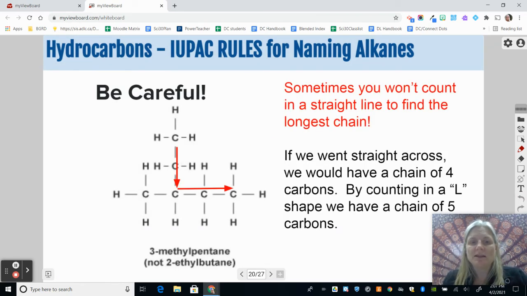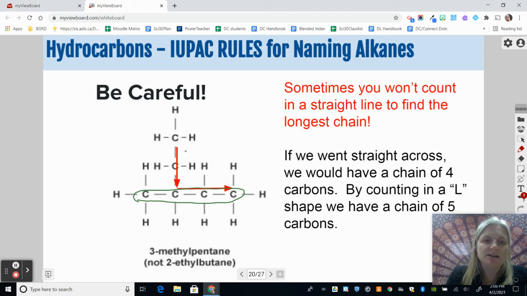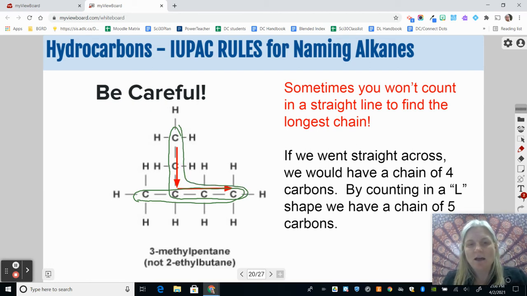Now, be careful. A couple hints. Sometimes you're not going to find the longest chain is the straightest line across. So if you were to look at this and just think long chains can be straight across, you would think, oh, there's 4 carbons, it's a butane chain. Well, no, it actually isn't, because here's your longest chain. 1, 2, 3, 4, 5, right? It's actually pentane. And then this is the group that's been added on. So just be careful. Those will be the ones where you try to get tricked. So you definitely have to look for the longest chain of carbons.